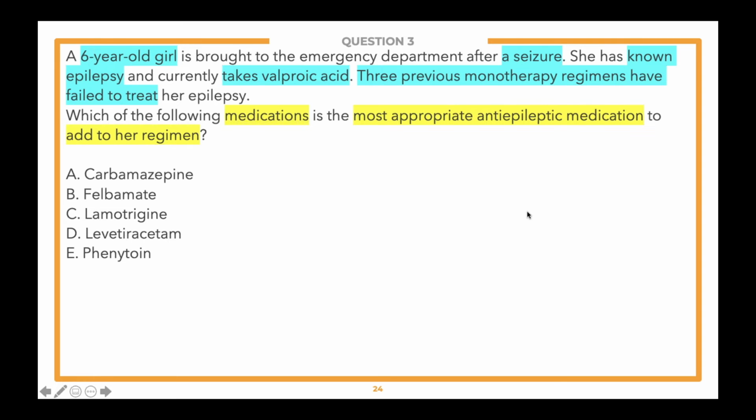And what we have here are 5 answer choices. And once again, we're going to start at the bottom and work our way up to the top. Answer choice E, phenytoin. D, levetiracetam. C, lamotrigine. B, felbamate. And A, carbamazepine. So we're going to go ahead and open up that poll. Go ahead and select what you think is the best answer here, and we'll talk about it in just a few seconds.